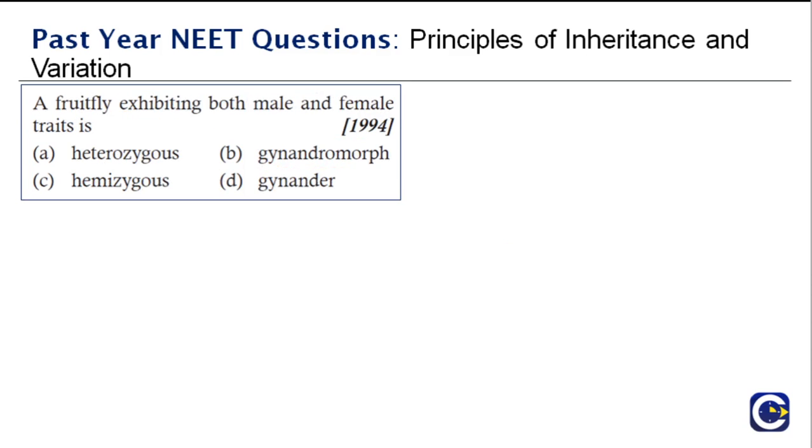A fruit fly exhibiting both male and female trait is what? Previous parts have also seen such kind of questions but in a different way. So a fruit fly exhibiting both male and female traits. Okay, both male and female traits. Is it heterozygous? It is gynandromorph, hemizygous or gynander. So what is the right answer? The right answer is gynandromorph. Okay, a fruit fly exhibiting both male and female trait is gynandromorph.